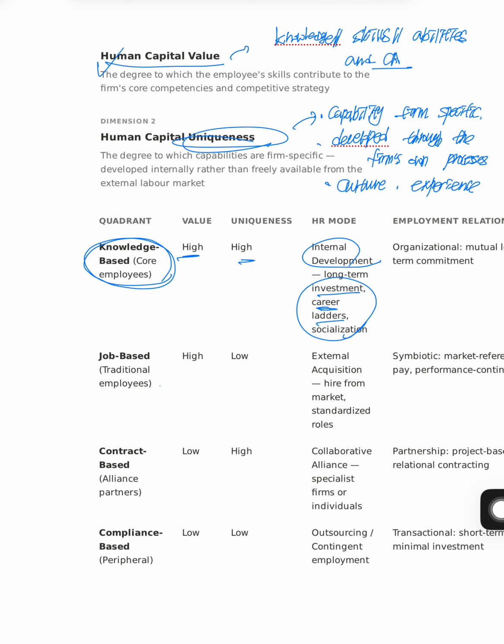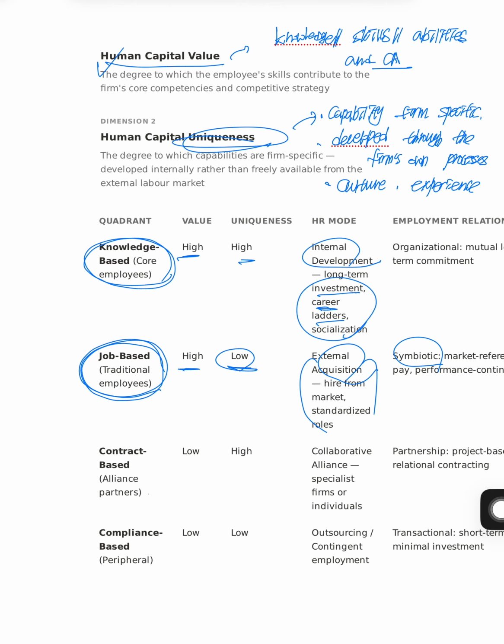The next quadrant is job-based, quite traditional employees. The value is high, but uniqueness is low. So in HR, external acquisition is better, hiring from the market with standardized rules is better. The relationship is symbiotic. The market reference is compensation, performance contingency, and retention as well.